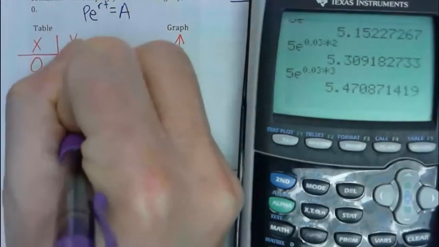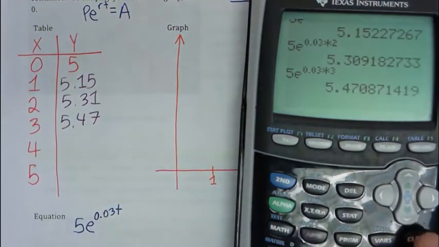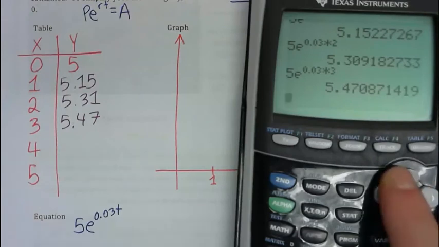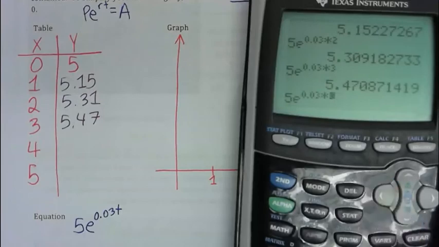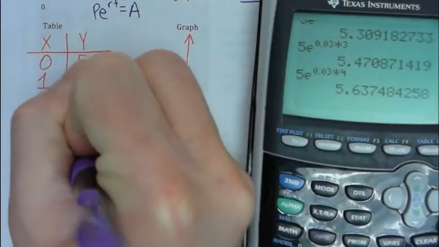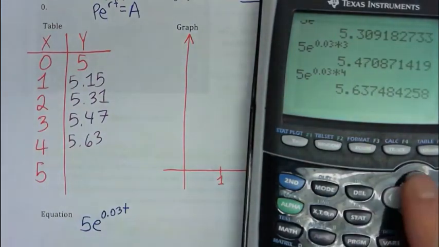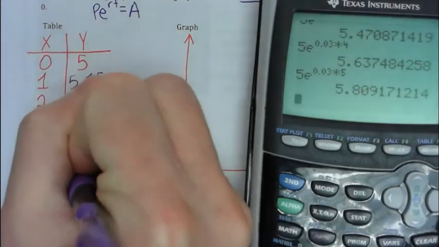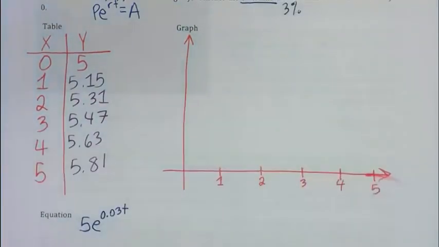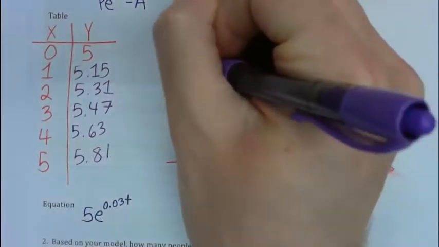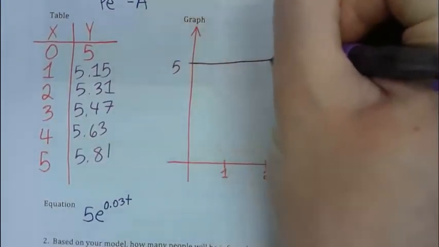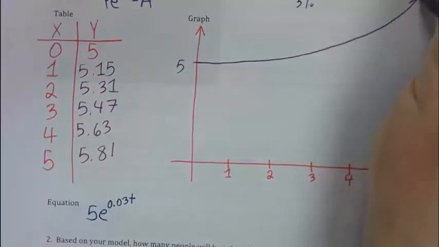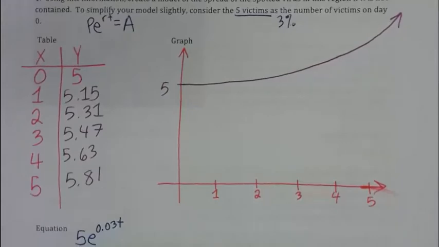And these would all be parts that make sense for exponential growth, that it starts slowly and then picks up speed afterwards. And two more rows left. After 4 days, we'd be up to 5.63. And after 5 days, we'd be up to 5.81. So our graph, if we have 5 up here, is going to go slowly like that and start to increase speed as it continues from its y-intercept of 0, 5.